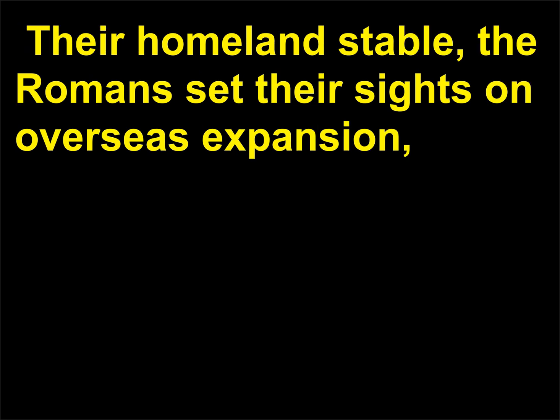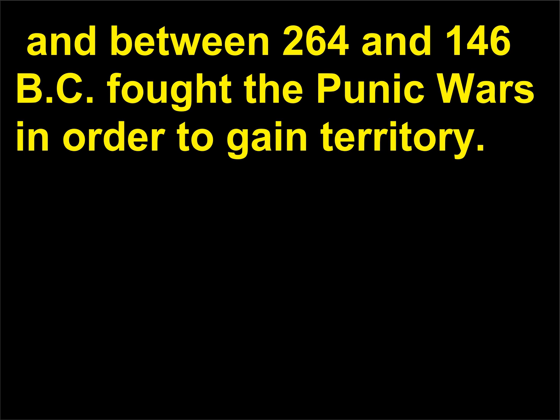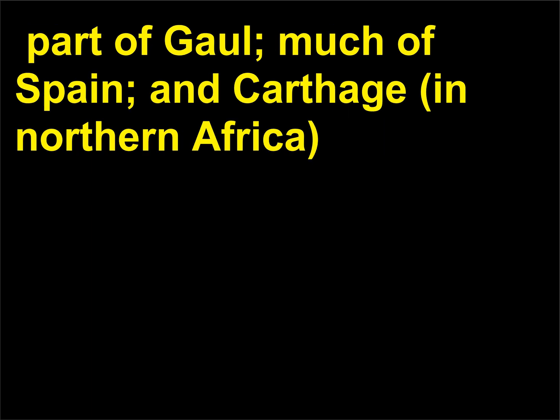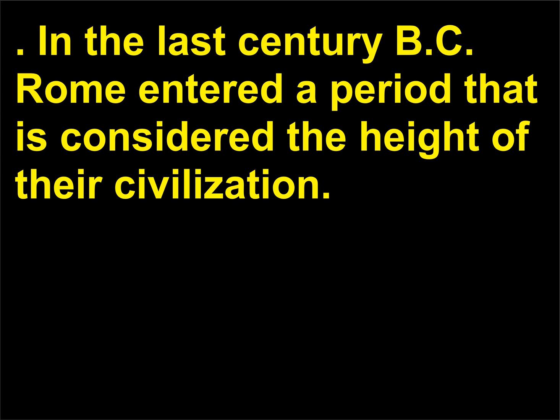Their homeland stable, the Romans set their sights on overseas expansion, and between 264 and 146 BC fought the Punic Wars in order to gain territory. They conquered the Mediterranean islands of Sicily, Sardinia, and Corsica, part of Gaul, much of Spain, and Carthage, in northern Africa. In the last century BC Rome entered a period that is considered the height of their civilization.